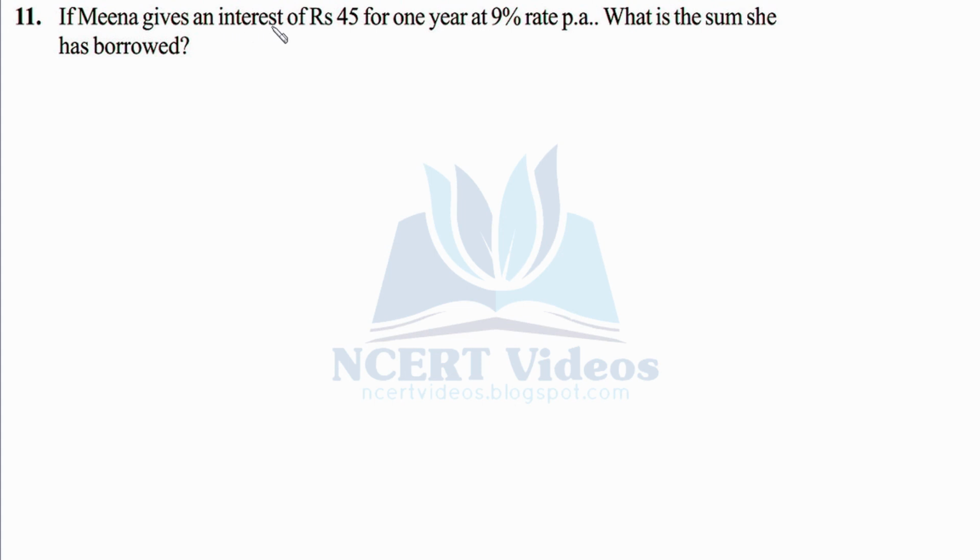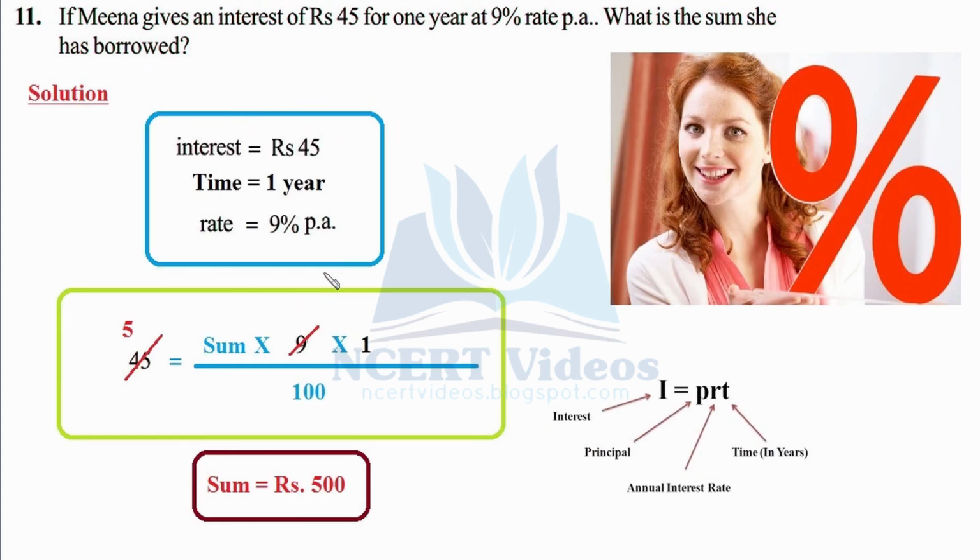Question 11. If Meena pays an interest of rupees 45 for 1 year at 9% rate per annum, what is the sum she has borrowed? In this question also, we are given 3 values, and we have to find the 4th value. So whenever such a case appears, it is good to use the formula, that is interest or simple interest equals P into R into T. This is called simple because in every year principal remains the same. Therefore simple is used with interest, and hence simple interest came into existence.